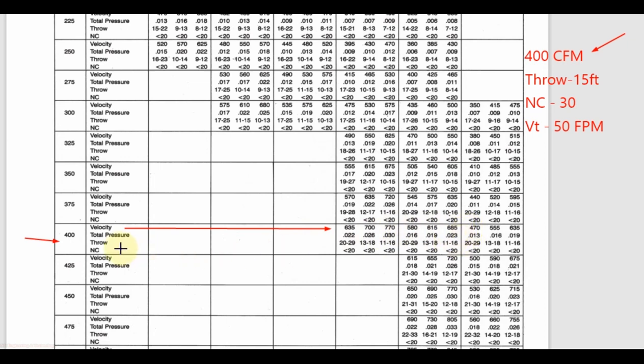But then we will see the throw is 20 to 29 and our throw value is 15. You can see there are two values for the throw. The first value of throw is at terminal velocity of 100, and the second value of throw is at terminal velocity of 50 fpm. We will select our grill at terminal velocity of 50 fpm. So we cannot select from here. Then we will go for the next table.